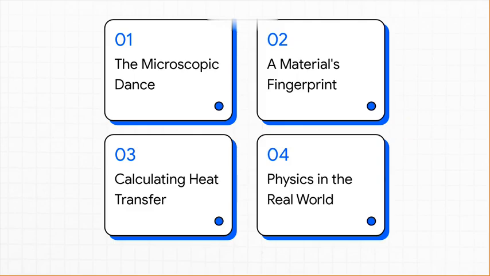So here's how we'll break it down. First, we'll look at the microscopic dance. Then we'll figure out a material's secret property, its fingerprint. After that, we'll actually put some numbers to it. And finally, we'll see how this one little concept pretty much runs our entire world.